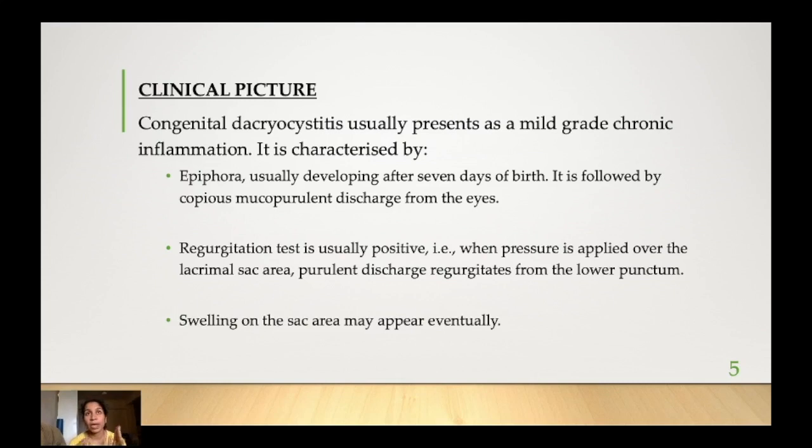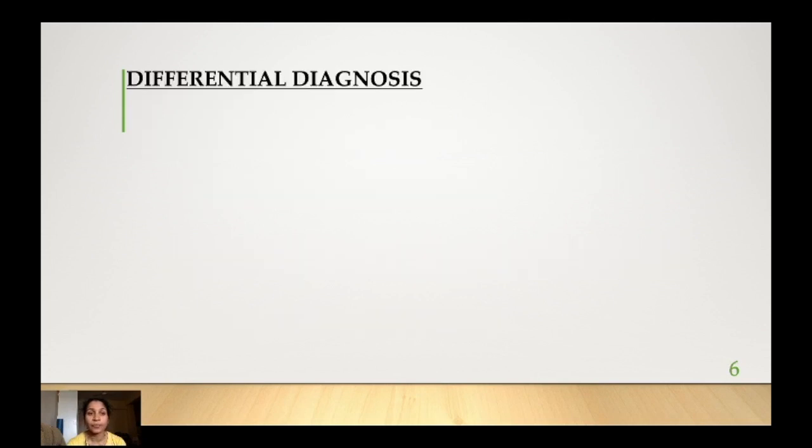So there will be mild grade chronic inflammation. Epiphora will be there. There will be watering of eyes followed by mucopurulent discharge. If we do the regurgitation test, purulent discharge will come out from the lower puncta, and swelling of the sac may appear eventually. These are the symptoms, or clinical picture, of congenital dacryocystitis.